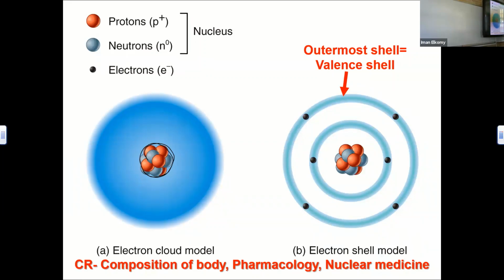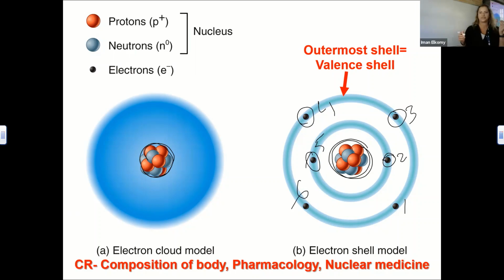Sorry, this is the one that we're going to be learning with, and it's a very common one to see because it's very clear that you have your protons and neutrons here, and then your electrons are these black circles outside on the shell. So you should be able to look at this and say, okay, well, this atom has 1, 2, 3, 4, 5, 6 electrons.